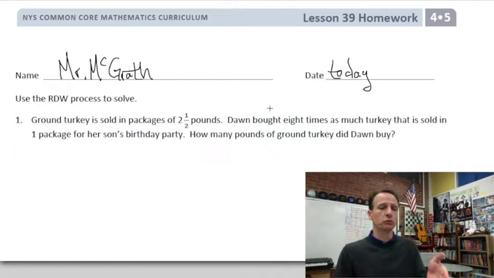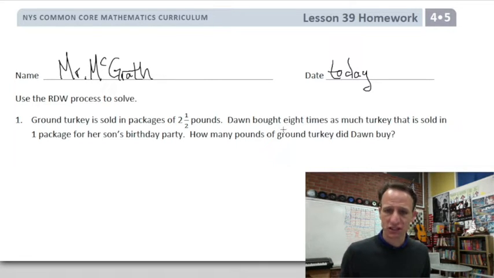We are to use the distributive process to solve. Read, draw, write. Yes, we know by now. Ground turkey, lower in fat, is sold in packages of 2 1/2 pounds. Dawn, bless her heart, bought 8 times as much turkey that is sold in one package. They're being mysterious with us here.